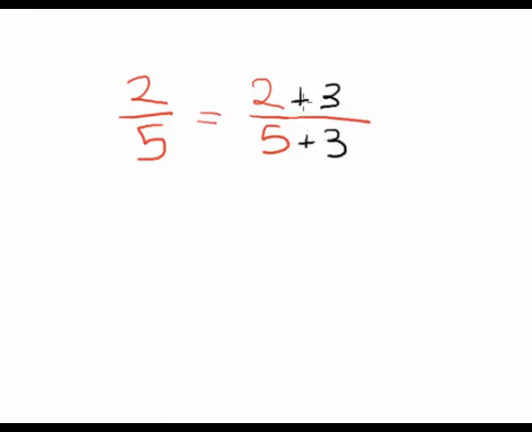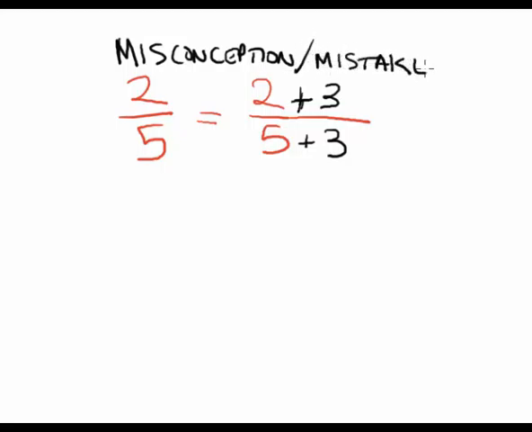Okay? This comes from the idea that if you do something to one side of an equation, you have to do it to the other side, right? So if I add 3 on the top, I add 3 on the bottom. That's the idea. This is a misconception. We can also just call it a mistake, okay? So what I'm showing you right now is not how proportions work.